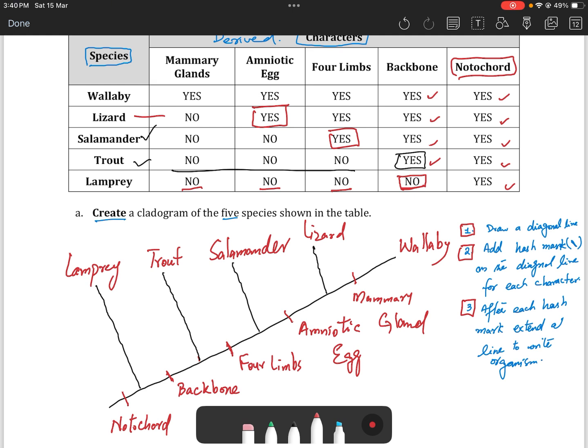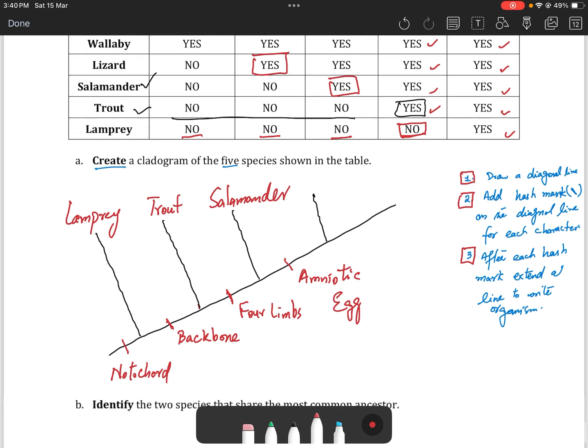Trout has the backbone only, along with the notochord. So you read it backward. So notochord and backbone are present in the trout. Notochord, backbone, and forelimbs are present in the salamander. Notochord, backbone, forelimbs, and amniotic eggs are present in the lizard, while lizard doesn't have the mammary glands. The mammary glands are only present in the wallaby, while the wallaby has all the characters down. So you should know that the wallaby, you read it backward. So always you read it backward. So wallaby has mammary gland, amniotic eggs, forelimbs, and that.